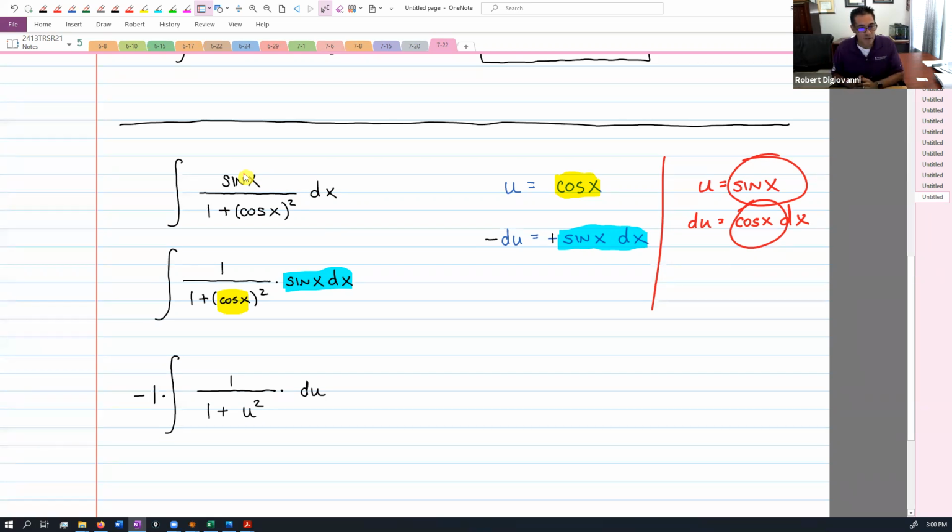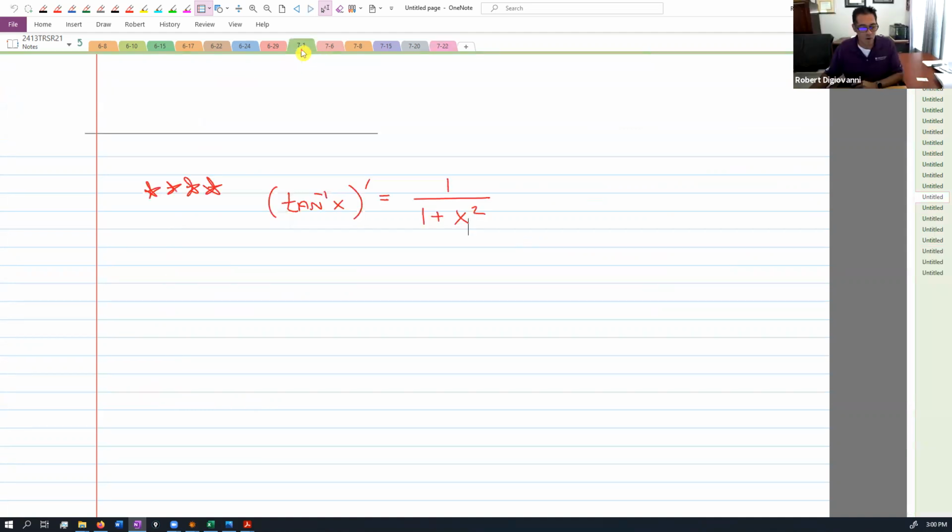Does anybody recognize this? It's one of the inverse functions. Yeah, it's one of them. This right here, on July 1st, I put 4 stars next to it, 4 stars, that this would come up in Cal 2. So the derivative of arctangent of x is 1 over 1 plus x squared, which means that the antiderivative of this is arctangent of x.